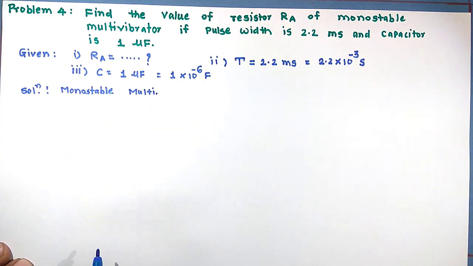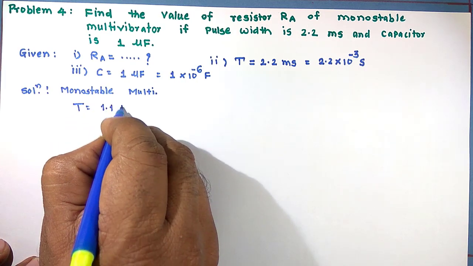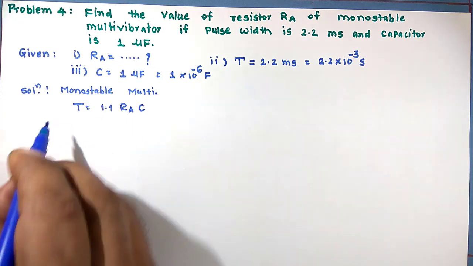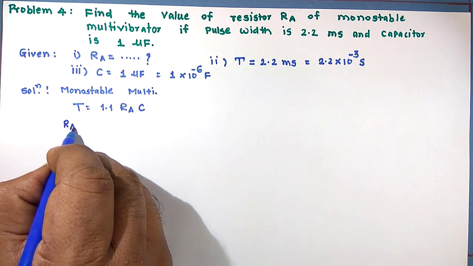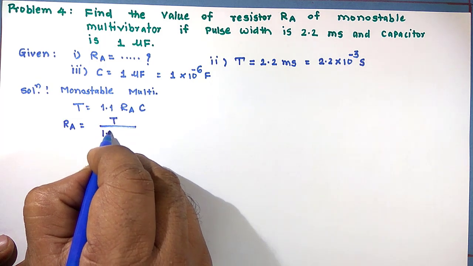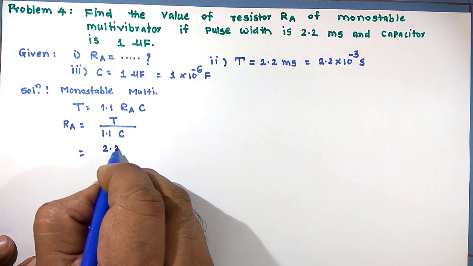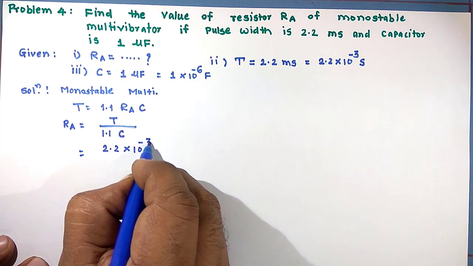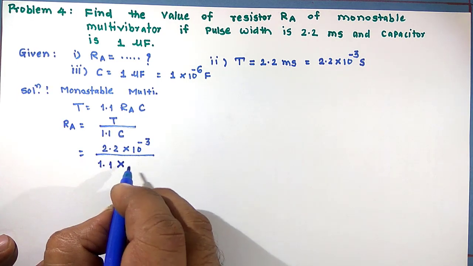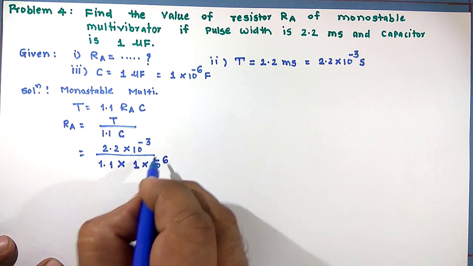In monostable multivibrator, pulse width is given by T is equal to 1.1 into RA into C. We are asked to find RA. So let us solve this equation for RA. Hence, RA is equal to T divided by 1.1 into C. So this comes out to be equal to 2.2 into 10 raised to minus 3 divided by 1.1 into value of capacitance is 1 into 10 raised to minus 6.